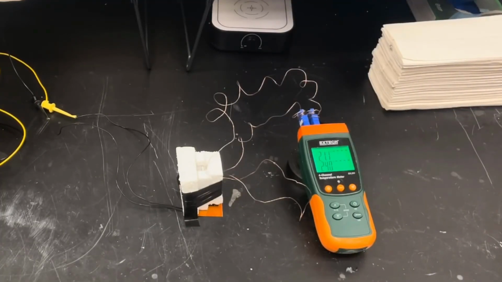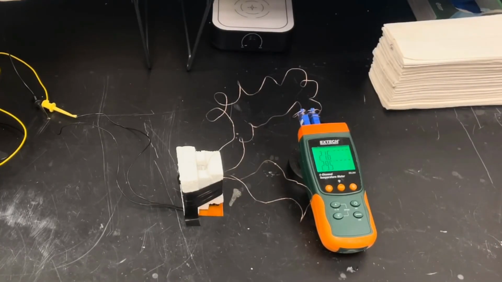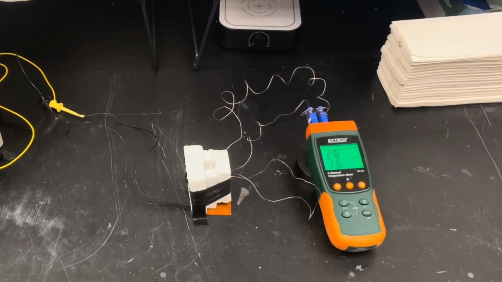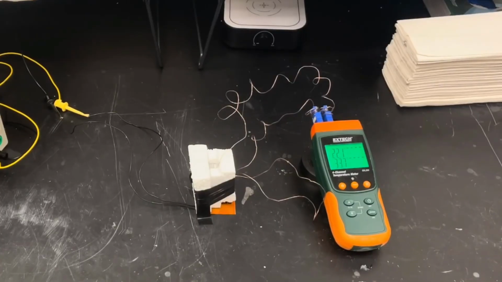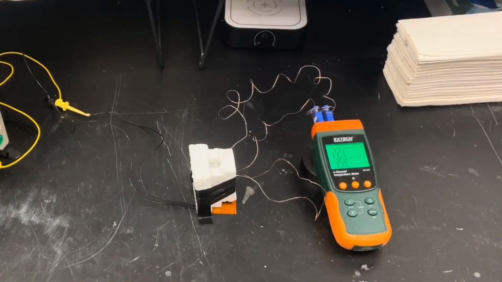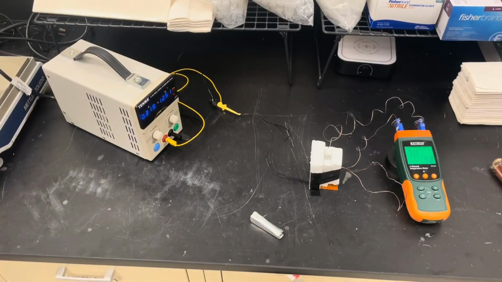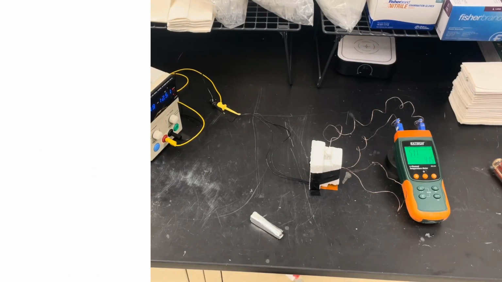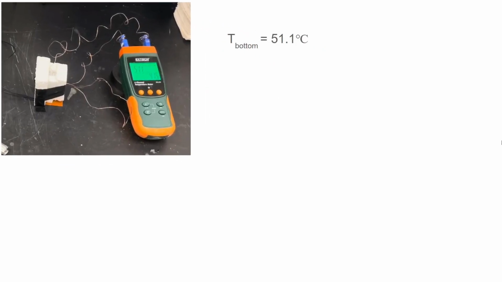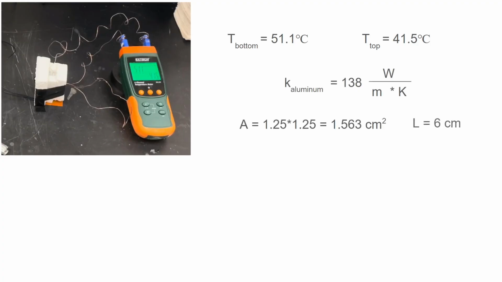For the first part of our experiment, solid 5052 aluminum was used. The solid block we created was 6 centimeters in length with an area of 1.25 by 1.25 centimeters. As previously stated, the thermocouples were placed 1/4 centimeter deep into the solid aluminum block. After waiting for the system to reach steady state, we recorded a bottom temperature of 51.1 degrees Celsius and a top temperature of 41.5 degrees Celsius. 5052 aluminum has a known thermal conductivity of 138 watts per meter Kelvin. Using the information we gathered, as well as Fourier's law for one-dimensional heat transfer, we get a final Q conducted of 3.736 watts.